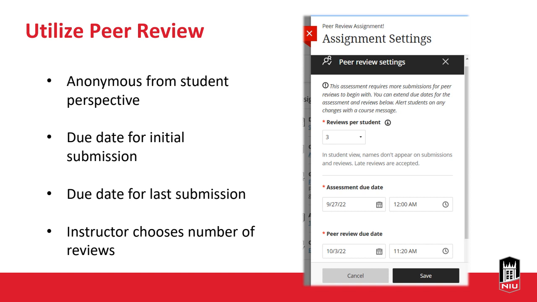So that's a possibility. It's going to call for two different due dates when you do the peer review assignment. The first date is when the first actual assessment is due, the original submission. And then the peer review date is when they have to have completed the assigned peer reviews. In order to review your peers' work, you have to make sure you turn in your original submission. So that is something that I wanted to point out about Blackboard.